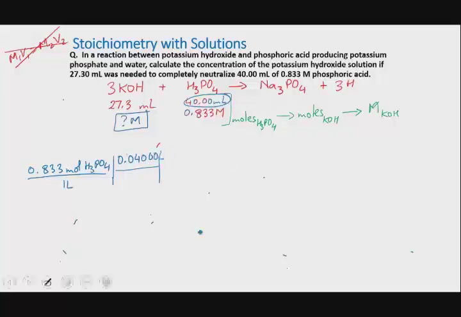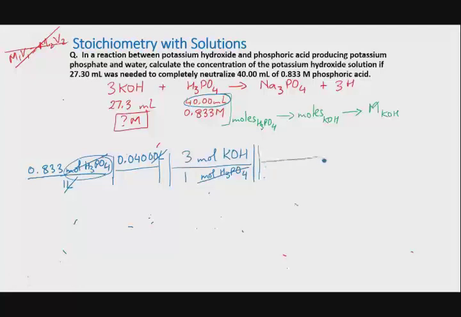Please keep track of significant figures. That crosses out liters, leaves moles of phosphoric acid. So now moles of phosphoric acid can be converted into moles of KOH that phosphoric acid will react with according to the equation given, and that ratio is 3:1.